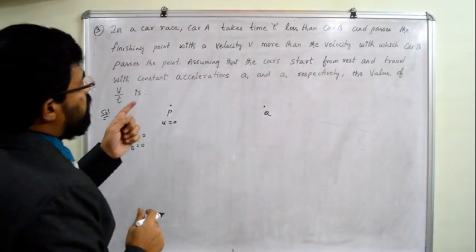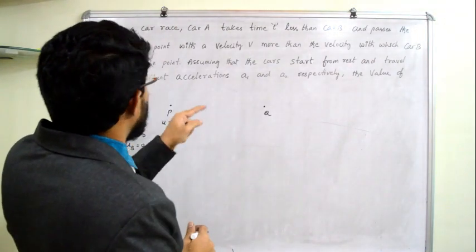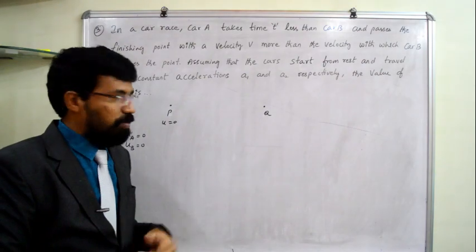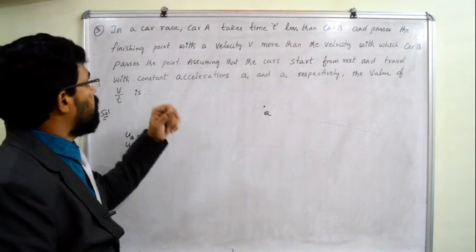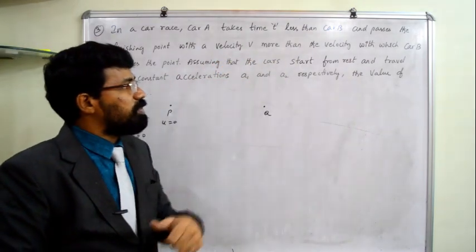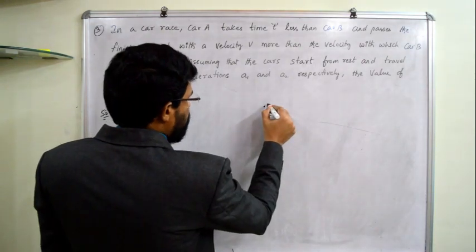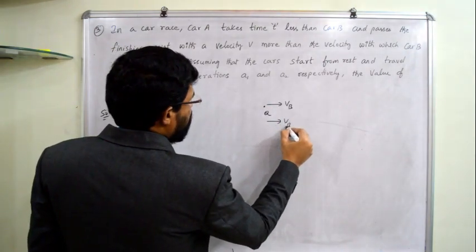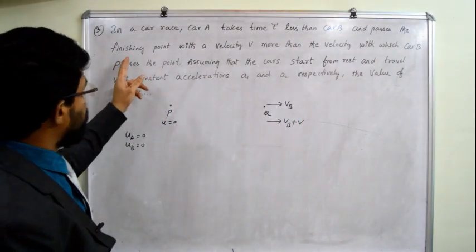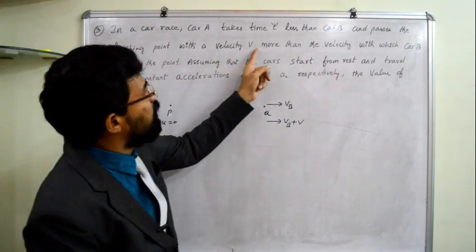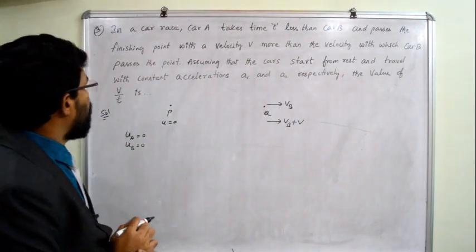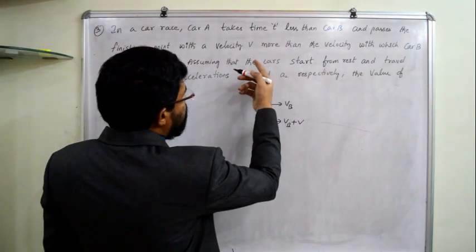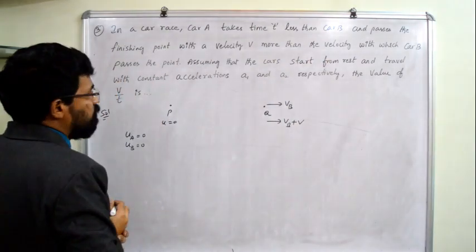And from the question it is clear that car A takes time t less than car B and passes the finishing point with a velocity v more than the velocity with which car B passes. So car A details are connected with car B details. If car B is having a velocity equal to some v1, velocity of car A will be v more than the velocity with which car B has moved. So I will assume that the velocity with which car B is crossing this point is Vb. Therefore, velocity of car A will be how much? Vb plus V, because it was said that car A is crossing the finishing point with a velocity V more than the velocity with which car B passes the point. Velocity with which car B passes the point is Vb. So velocity of car A will be what? It was mentioned that it is V more than the velocity with which car B is passing the point.